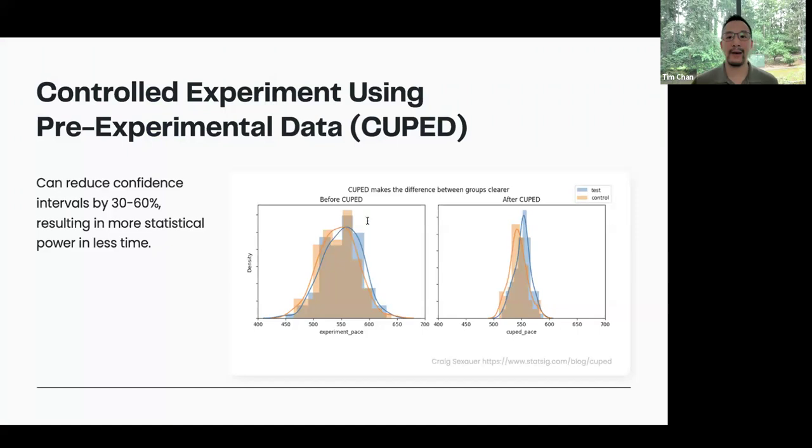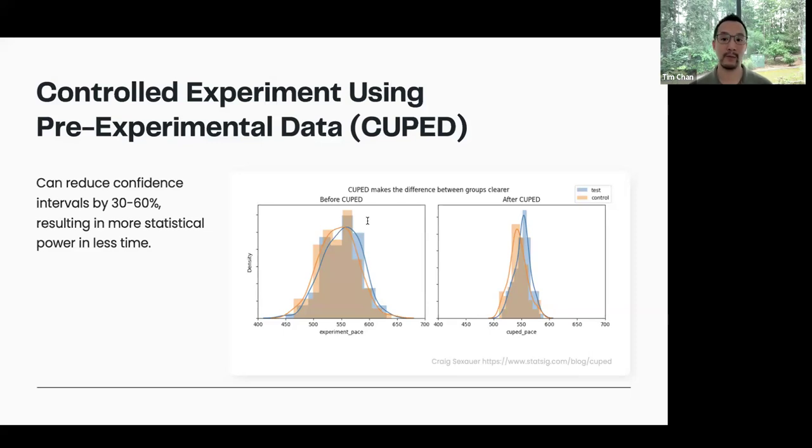The first method I'll talk about here is called CUPED. This is fairly well known. Some folks here probably know of it. CUPED is short for controlled experiments using pre-experimental data. That's a mouthful. It was popularized by Microsoft for use in online experimentation in 2013.